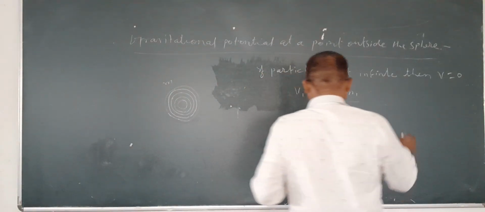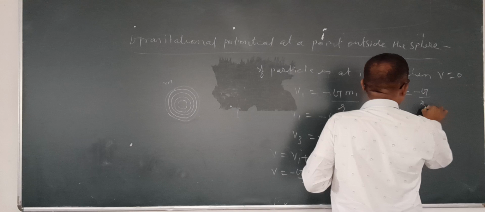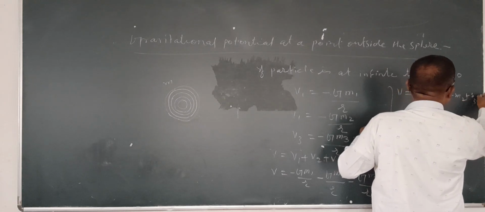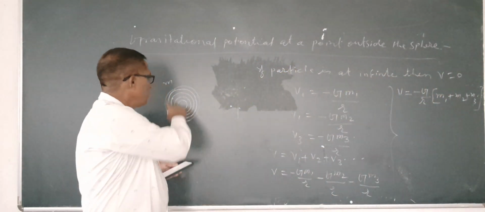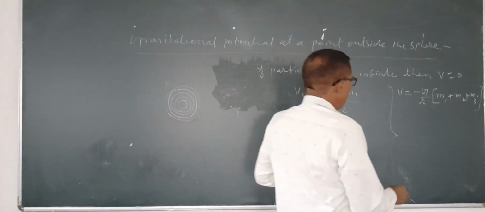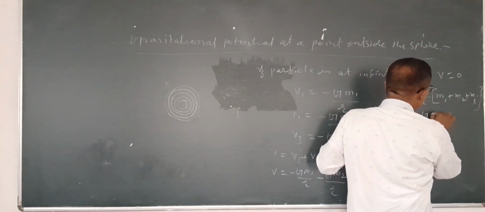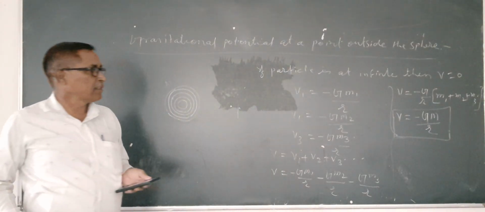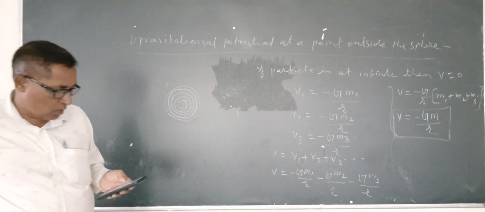Here we can take G upon R as common. Therefore, this can be written as V equals minus G by R, with the remaining part written inside, where M1 plus M2 plus M3 is the total mass of the sphere, and that mass is considered as capital M. Therefore, the potential due to all these cells is equal to minus G into M upon R, and this is the potential due to all these spherical cells on this particle P, which is located outside the sphere.